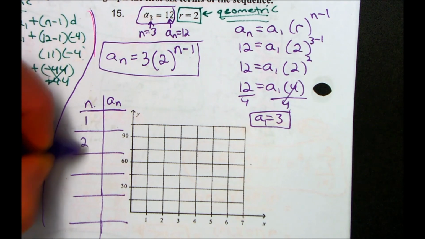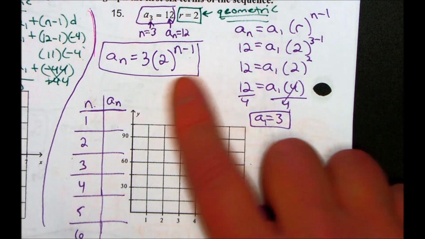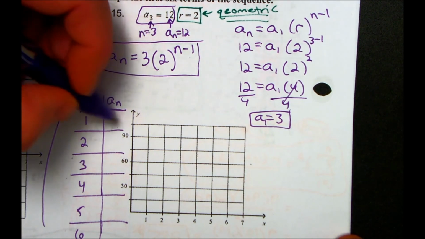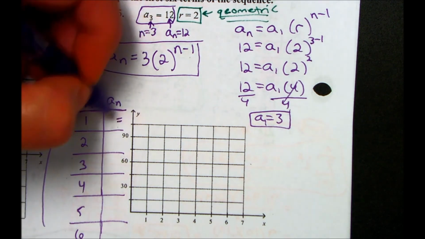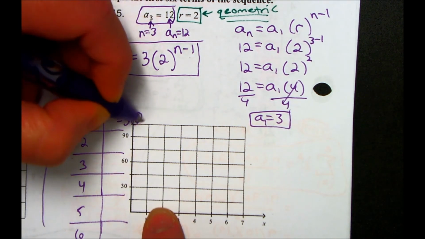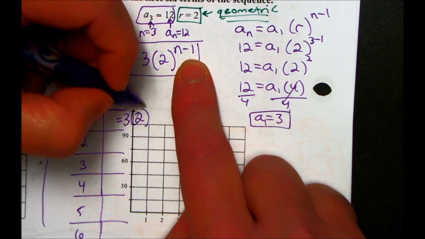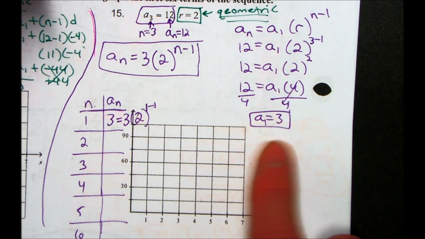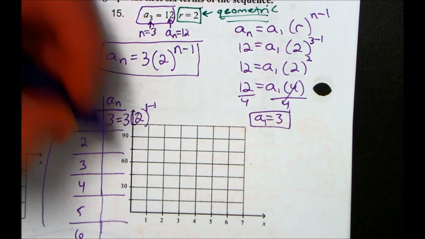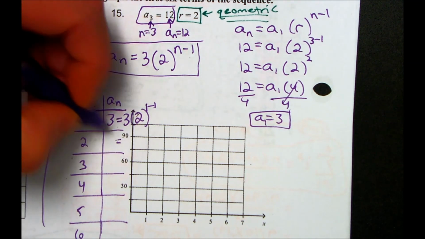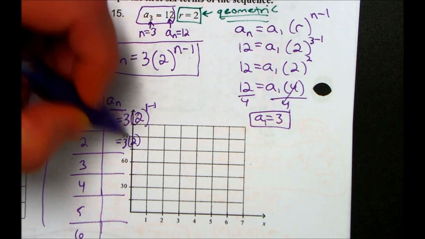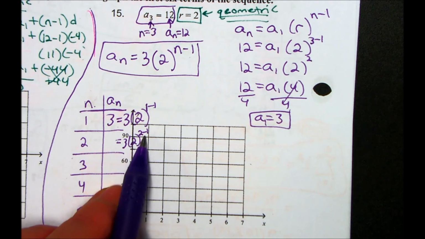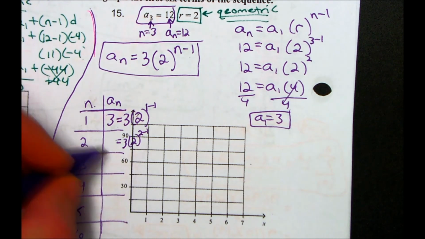All right, so again, we're going to substitute 1, 2, 3, 4, 5, and 6 into this rule. I need more space. So it's going to be 3 times 2 to the 1 minus 1 power. That's going to be 0. 2 to the 0 is just 1 times 3 is 3. But we already knew that. 1, 3 was our first term. If I calculate the next one, I'm going to take 3 times 2 to the 2 minus 1 power. Well, 2 minus 1 would just be 1. 2 to the first is 2, and then times 3 would be 6.